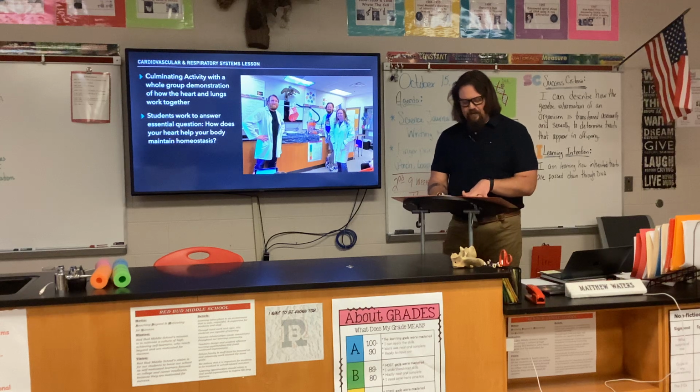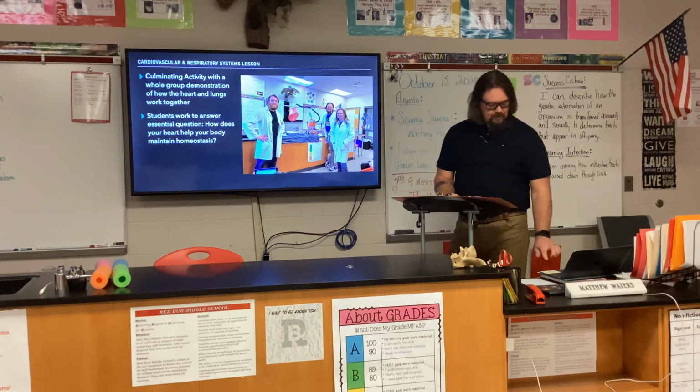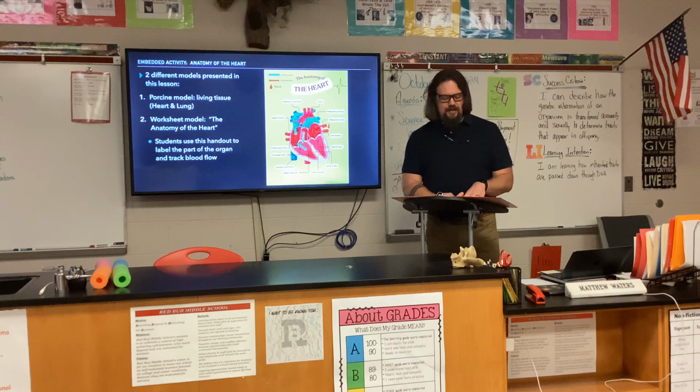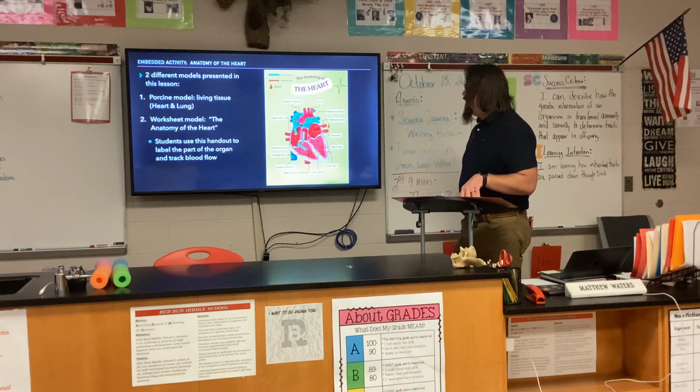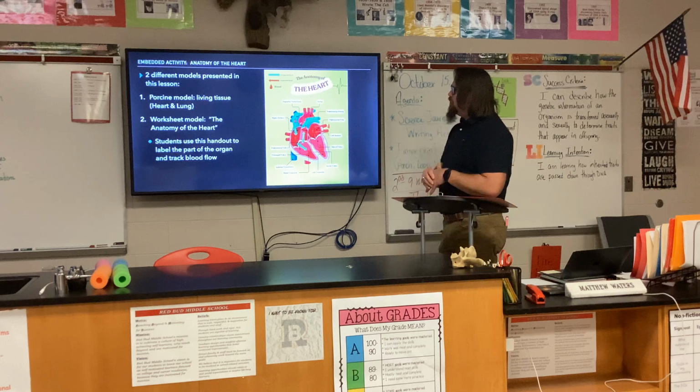Additionally, a diagram and model has been created which allows the students to label those parts of the heart, and based on whether it's oxygenated or deoxygenated blood, they can follow that path through the heart. This is the model I created in Dr. Flanagan's class.